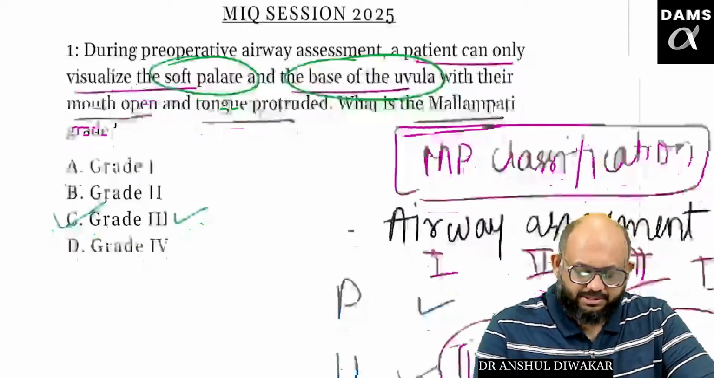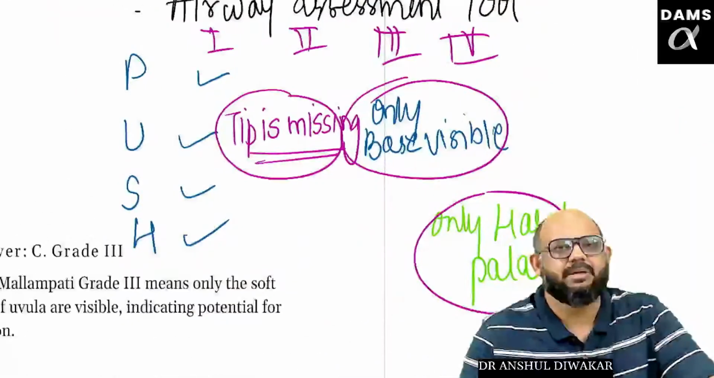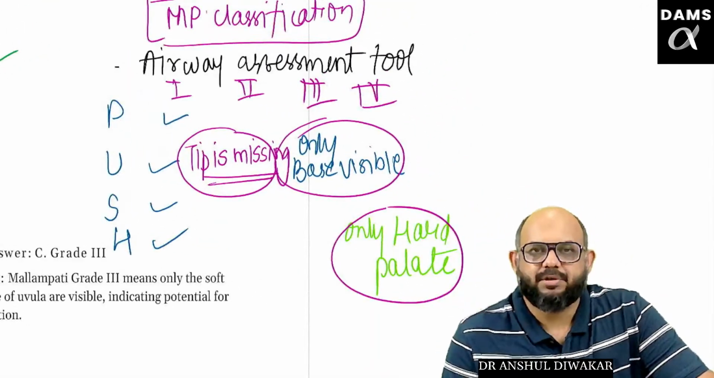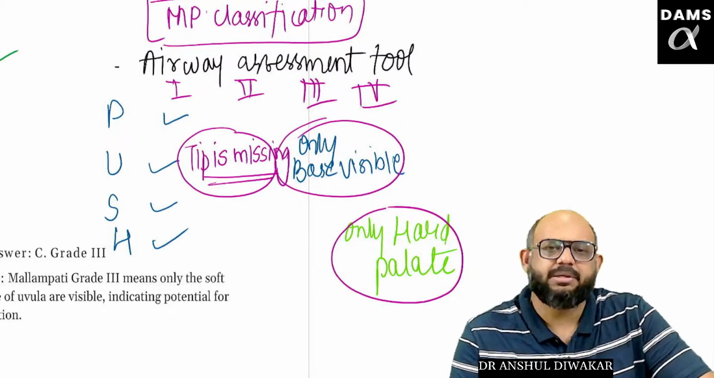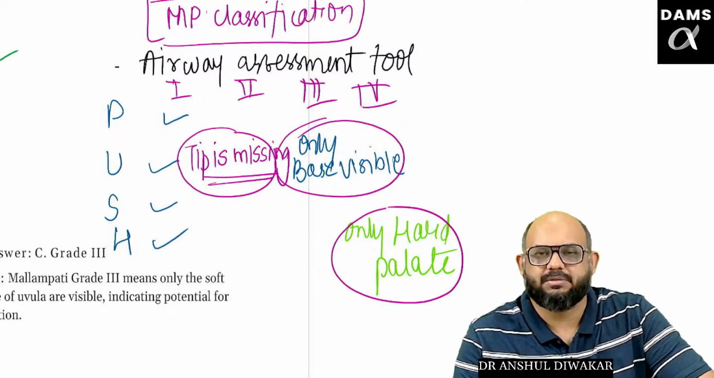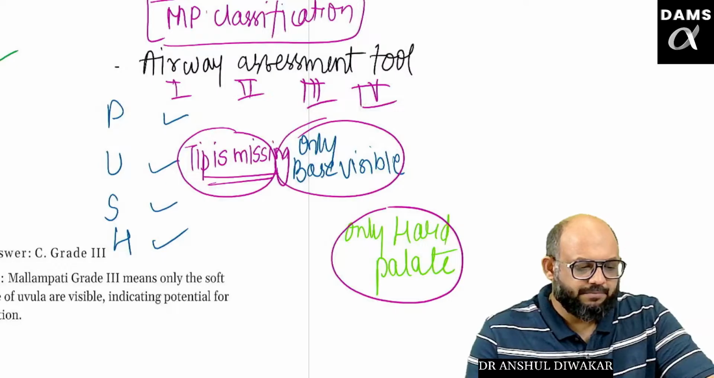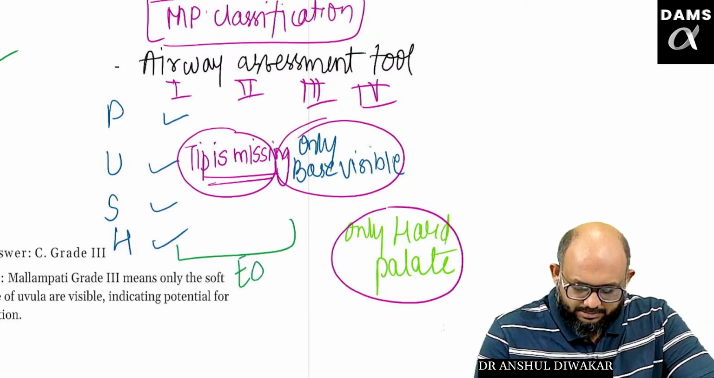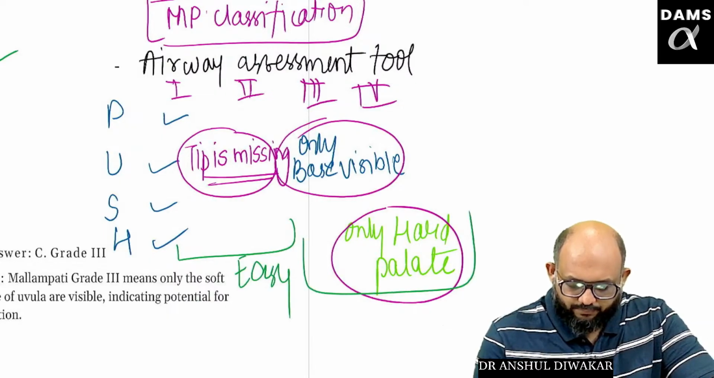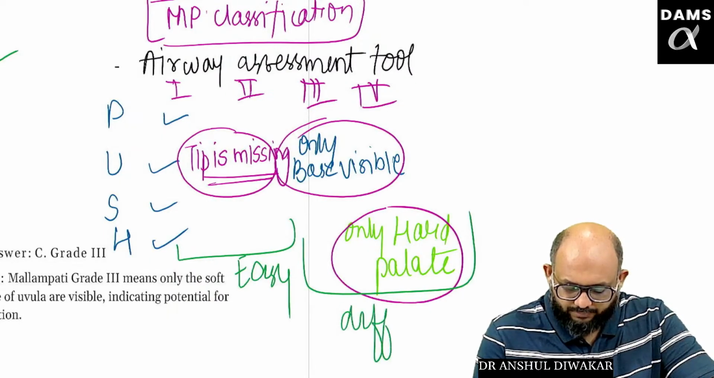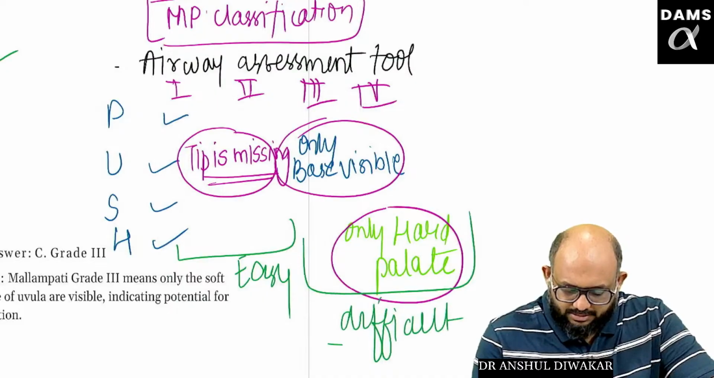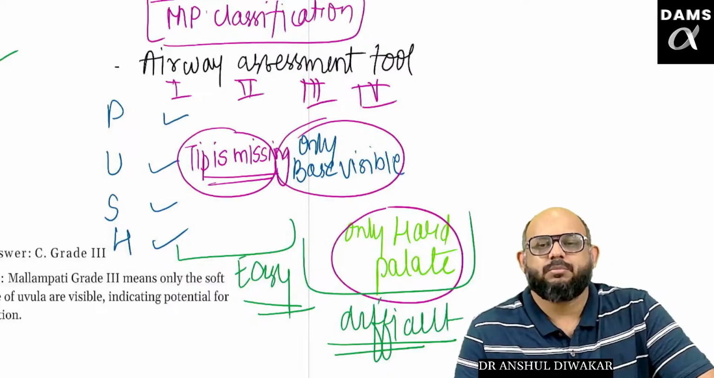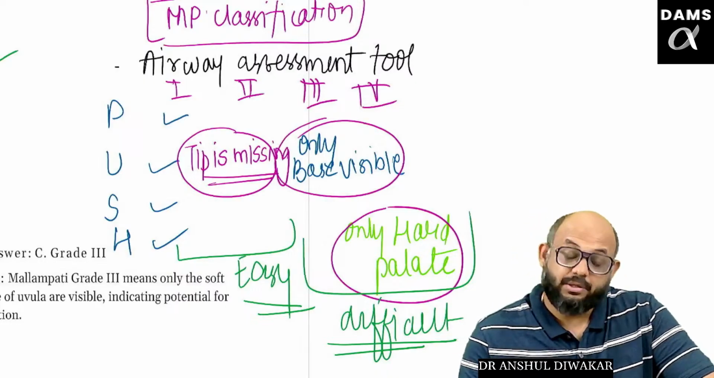Now, can you tell me the interpretation of this Mallampati classification? Why are we doing this Mallampati classification? To assess the airway. So can you tell me the implication of this Mallampati classification? Yes, the implication is 1 and 2 are considered to be easy airways and 3 and 4 are considered to be difficult airways.